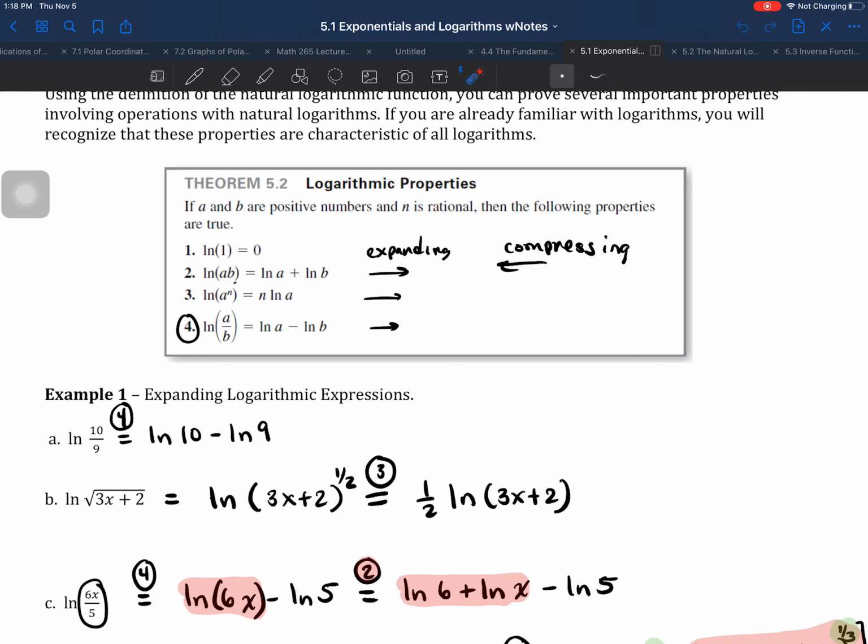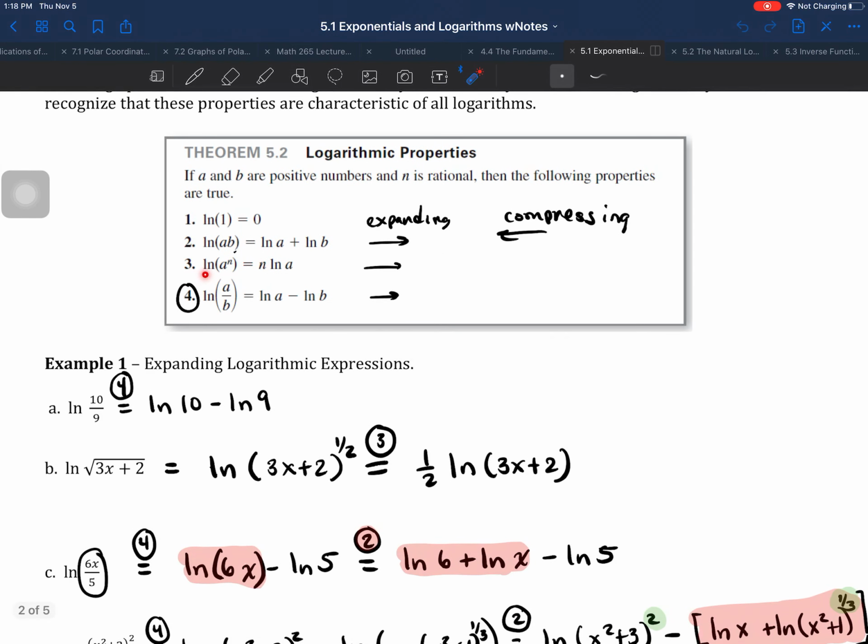Property number 1. The natural log of 1 is 0. That means the log of 1 in any base is going to be 0. Number 2. The natural log of a product is equivalent to the sum of two logs: natural log of a plus natural log of b. Number 3. The natural log of a to the n is equal to n times natural log of a, so we can move the power to a product.